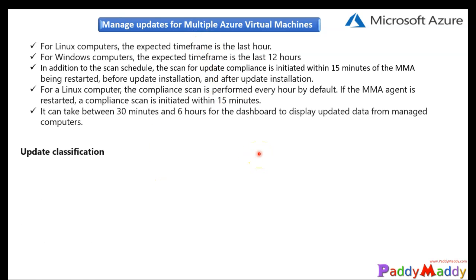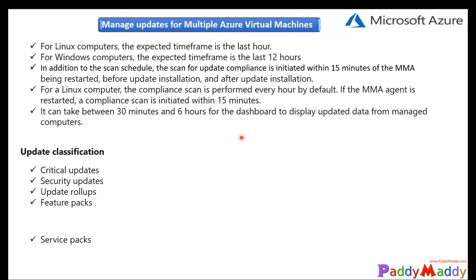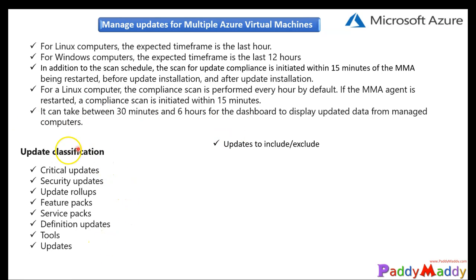And coming back to the classification, as we talked about the patches, not everybody is ready to push all kinds of update classification. Some of them are only interested in critical or security updates, update rollups, feature packs, service packs, definition updates, or tools and updates. All these update classifications are available, so you can choose based on criticality and filters, and then select them and get them installed.